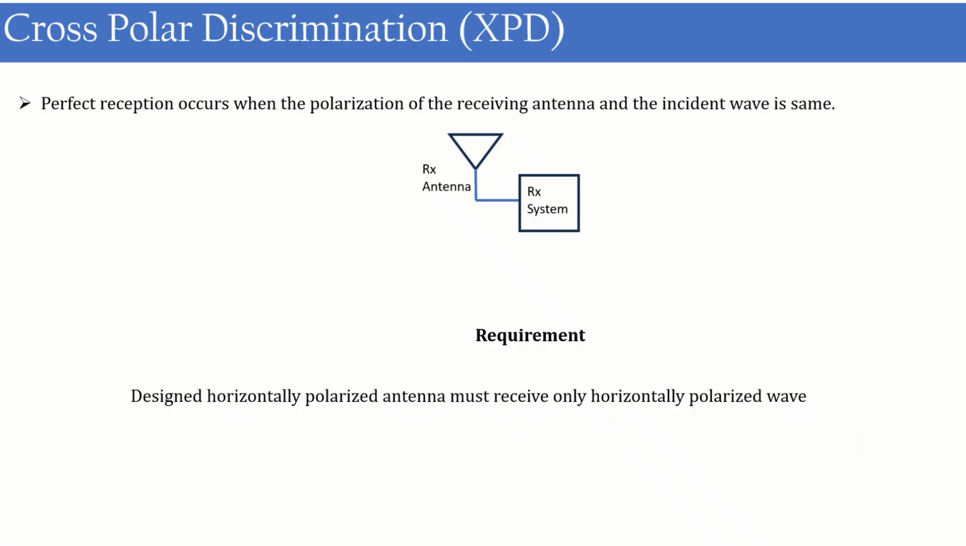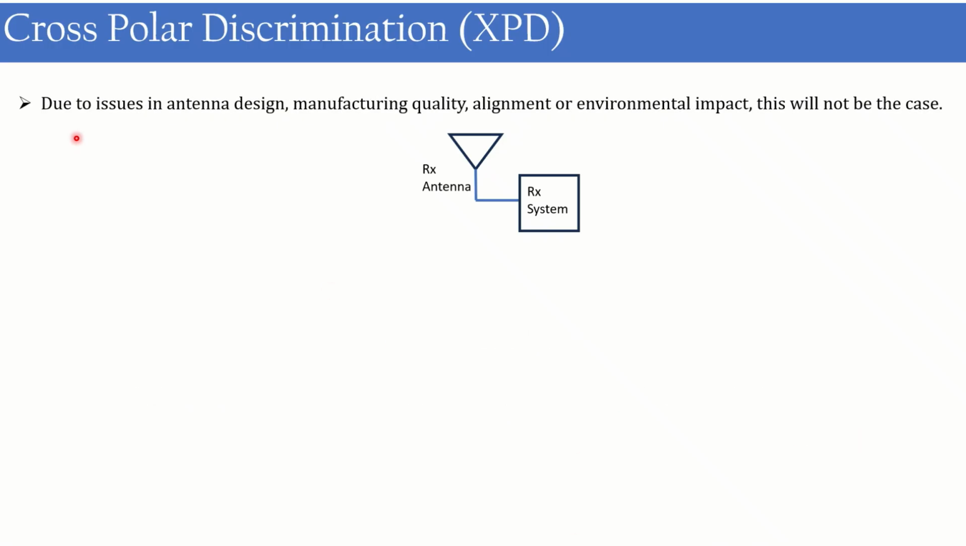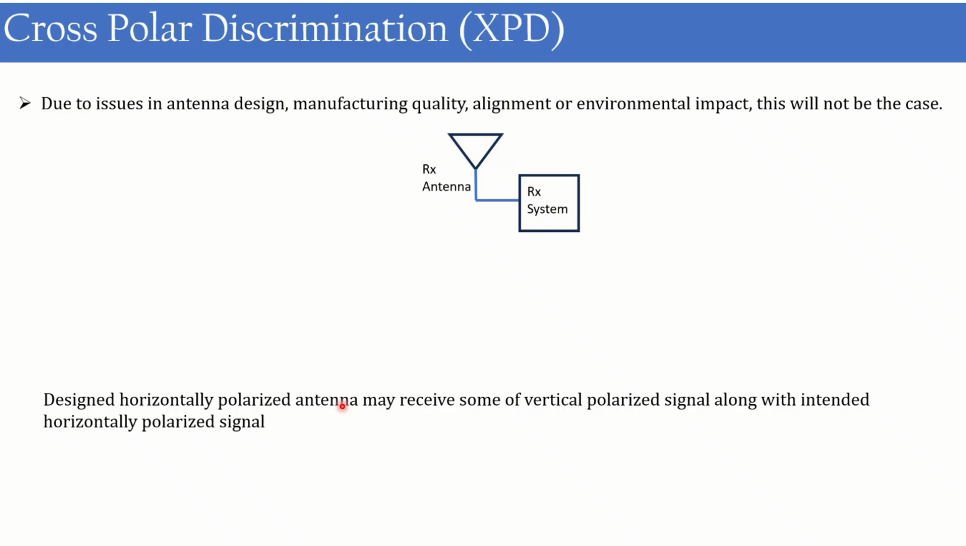polarized wave. But in some cases, due to issues in antenna design, manufacturing quality, alignment of this antenna issues, or environmental impact, this will not be the case. That means that a horizontally polarized antenna will accept both horizontal components and vertical components. So that means that it will be accepting the desired signal and the unwanted signal.